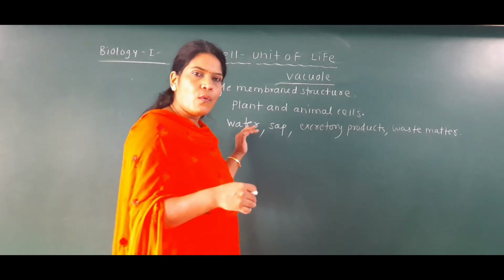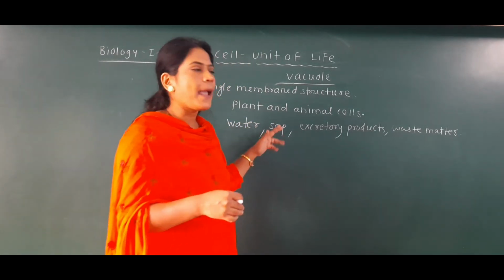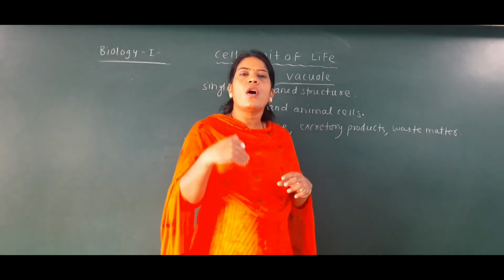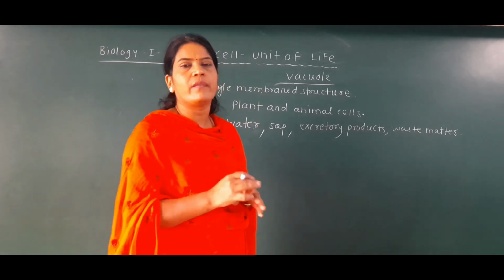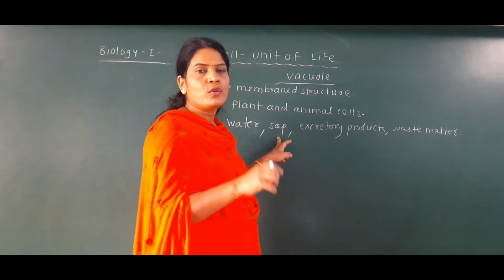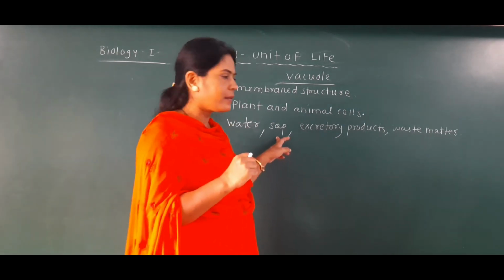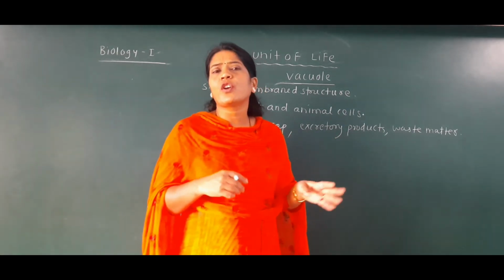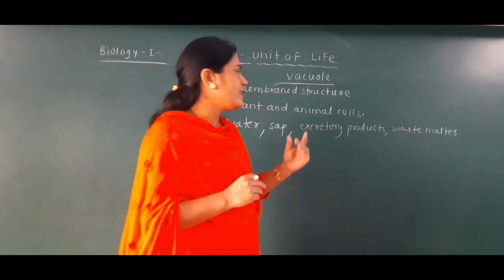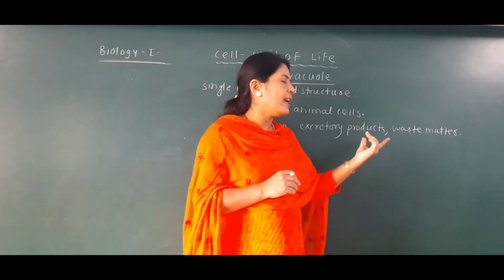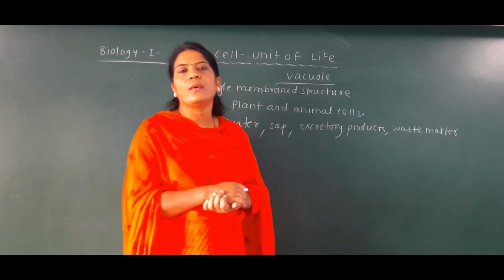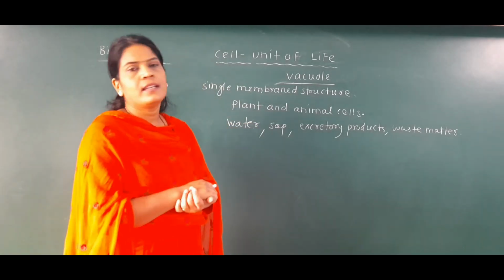Okay, so here water is present in the vacuole. Sap, what is meant by the sap? Sap means when the minerals or salts get dissolved in the water. When minerals get dissolved in the water, then it is called the sap. So sap means water plus minerals. Excretory products of that particular cell, which is waste matter harmful to that cell, are called the excretory products. And the waste matter which is not required for a particular cell gets stored inside this vacuole.